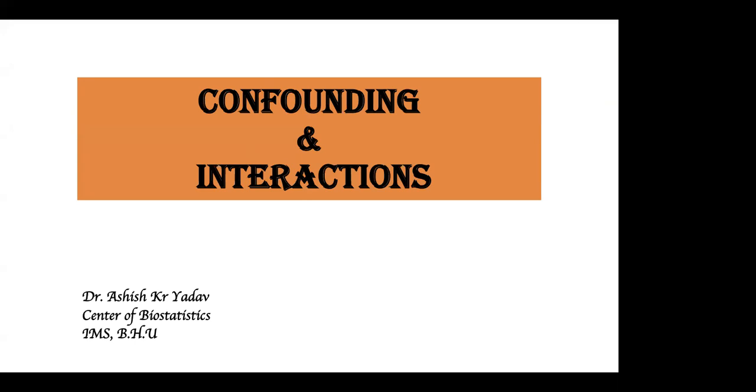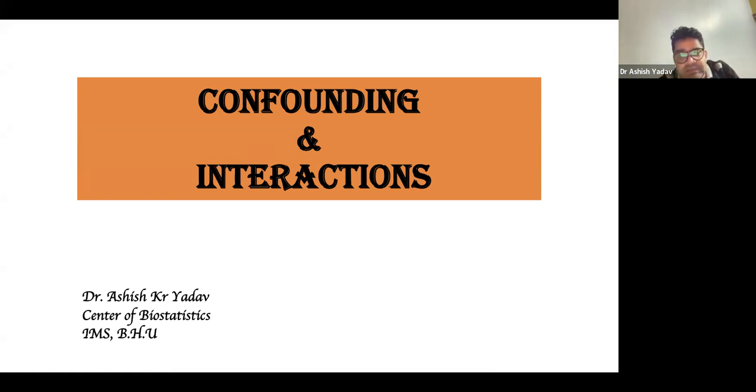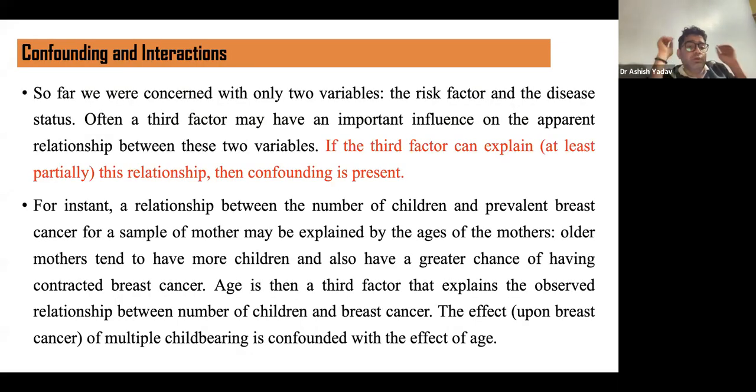Okay, I think many of you know what types of study designs there are, but what are the mathematical or conceptual issues which may arise when you try to conduct these types of study designs? We are focusing on those things. One of the important things to consider while planning your case control study design or cohort study design is the effect of confounding and interaction. So far we have been concerned with only two variables, the risk factor and the disease status. Often a third factor may have an important influence on the apparent relationship between these two variables. If the third factor can explain at least partially this relationship, then confounding is present.